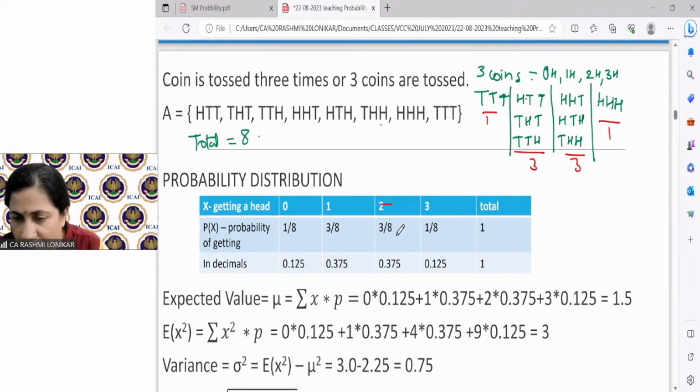Now if you add them up, 1 by 8, 3 by 8, 3 by 8 and 1 by 8, the total comes to 1, which is very necessary because the total probability is always equal to 1. I've also done this in decimals because in the exam, sometimes they will not put a fraction, they'll put a decimal, or you have a decimal on the calculator. Now you need to convert it into a fraction and tick the correct answer. That's why this is important.